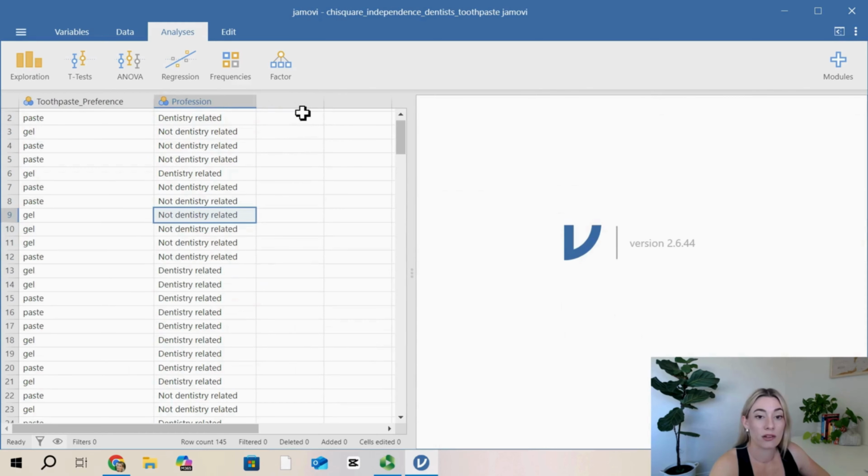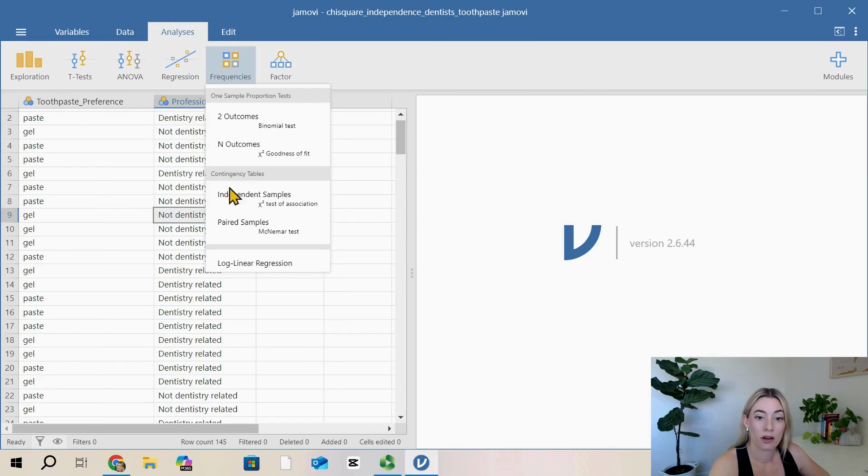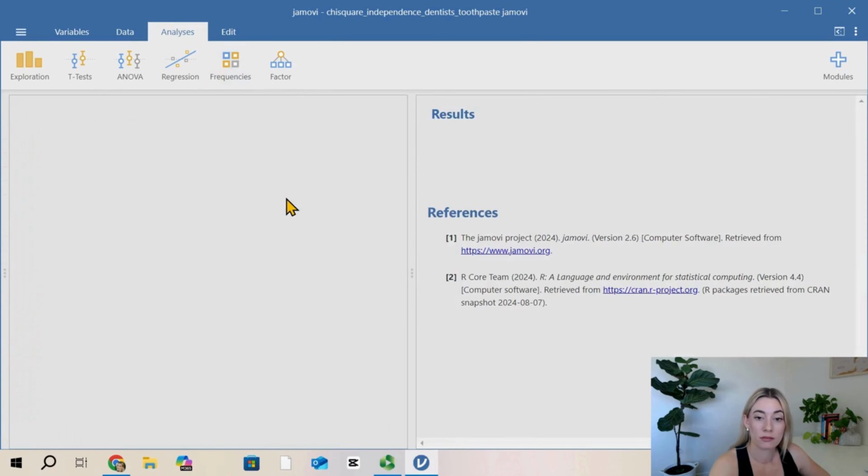So with this study, we're interested in seeing whether you are in a dentistry-related profession or not is associated with a preference for a particular type of toothpaste. To run our analysis, we click on Frequencies here in the Analyses tab. We click on Independent Samples.